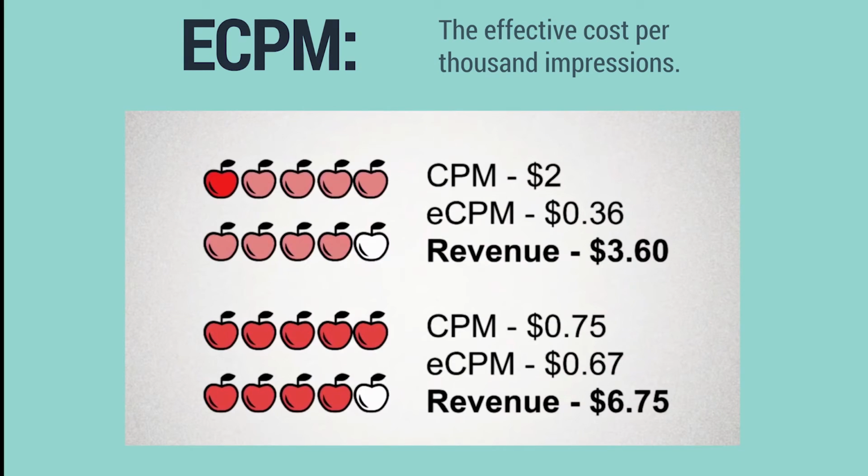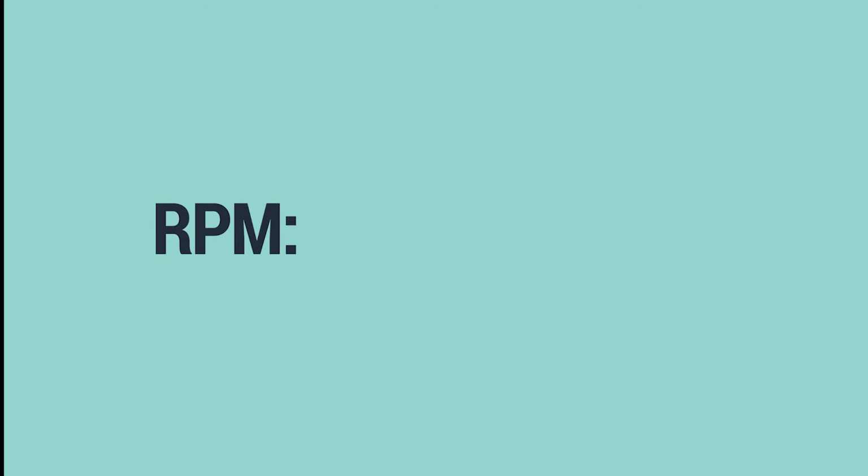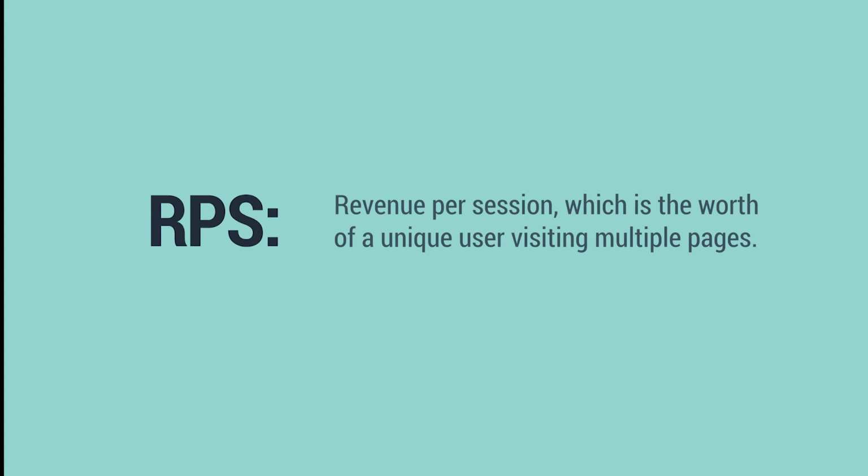eCPM is how we like to effectively measure your CPM by not only giving you the highest CPM, but the highest fill rate. RPM, a key term to remember. Your RPM is your ad revenue per 1,000 page views. RPS is your revenue per session, which is the worth of a unique user visiting multiple pages.